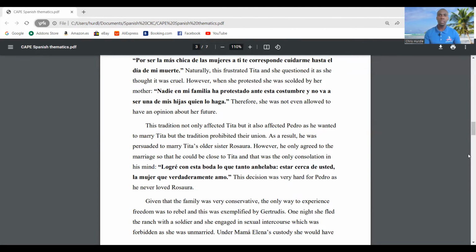Right. So the same tradition that prevented Tita from marrying anyone also would have affected Pedro because he was in love with Tita, but he could not marry her because of the same tradition, right? So he was persuaded to marry Tita's older sister, Rosaura, and he only did this so that he could be close to Tita. As the quote illustrated, that would have been Pedro speaking to Tita, informing her about the motives for the wedding, that he actually only did it so that he could be close to her. Right? So just imagine how hard that must have been for both of them.